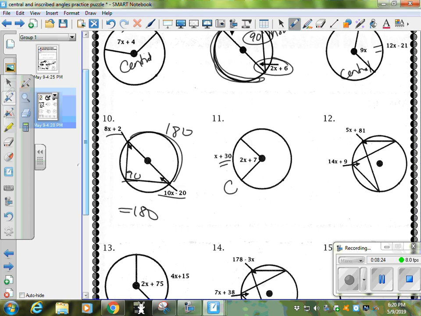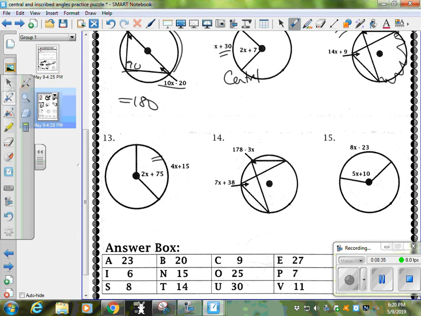These are equal. That's a central angle. These share the same arc, so these will always be equal if they share the same arc. These are central, so equal. Share the same arc, so they are equal. This is central, so they're equal to each other. Okay, that wraps it up.